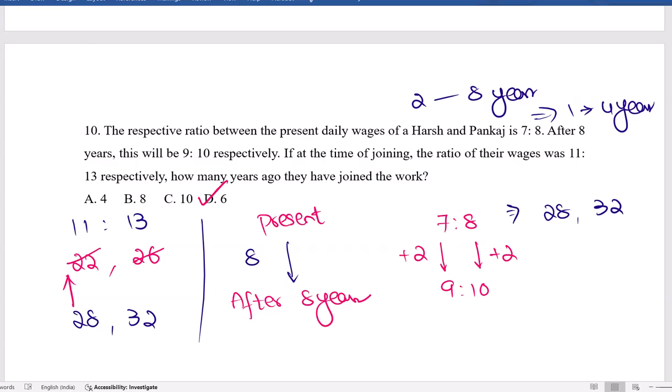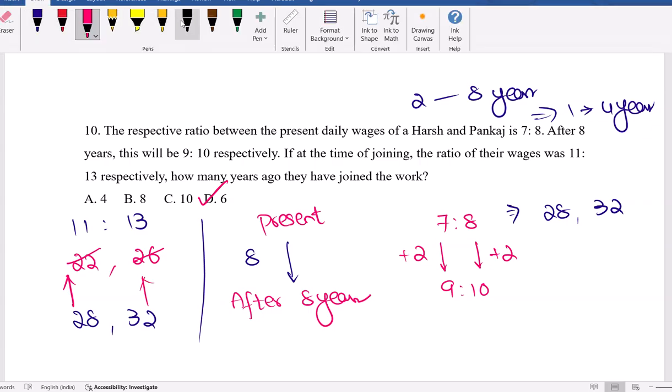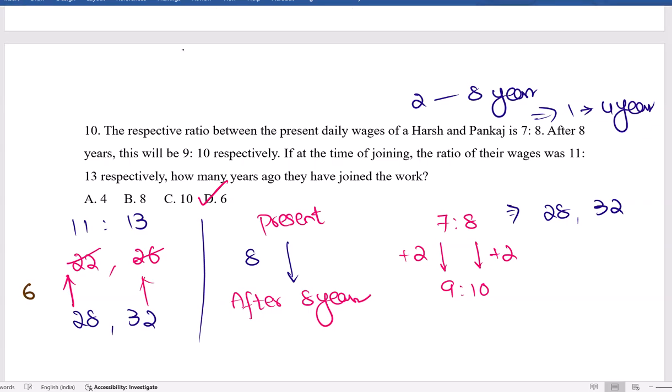Present, okay, I'm not going with any equations. 7 and 8 become 9 and 10, 2 increased. Here this is actually in terms of age 8. 2 relates to 8 means 1 related to 4. Then present is 28 and 32. Some years before it is 11 and 13, 11 multiple, 13 multiple means 22 and 26. That's happened if it is 6 years ago. If I go 6 years before, then we can see both maintain that 11 and 13 ratio which they given in the question.